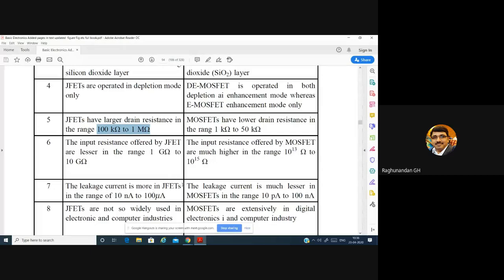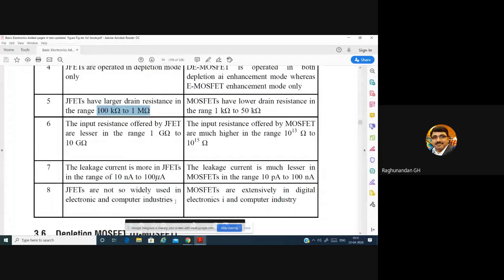But here we know that the gate is mainly working on the concept of a PN junction gate. We create a PN junction, and by reverse biasing that, we are going to conduct. So next, JFETs are not so widely used in electronic and computer industries. MOSFETs are extensively used in digital electronics and computer industries, whereas JFETs are not that widely used.